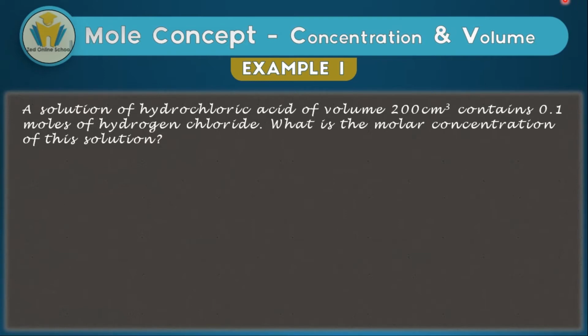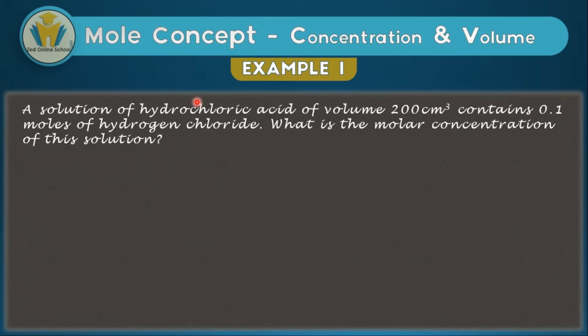Okay, let's start. A solution of hydrochloric acid of volume 200 cubic centimeters contains 0.1 moles of hydrogen chloride, and now we've been asked to find the molar concentration of this solution. It's important to understand that hydrogen chloride is a gas that when dissolved in water will form this acid. Under the topic of acids, bases and salts, we'll talk about much more of acids.